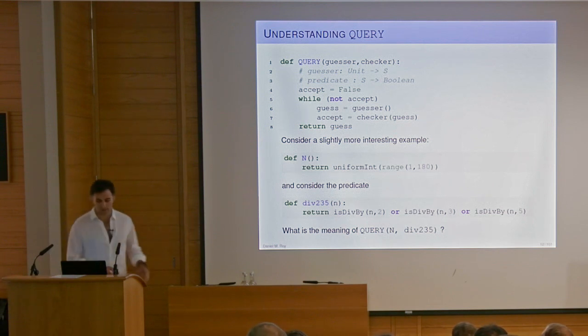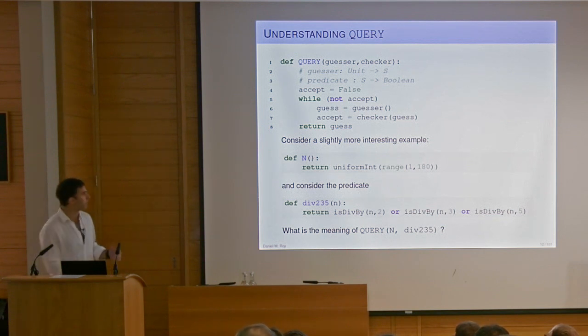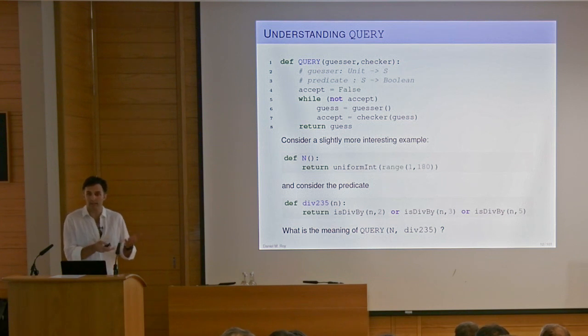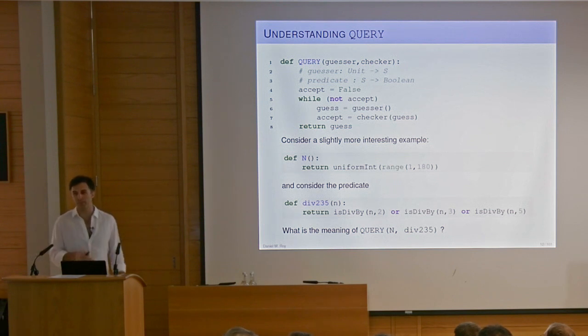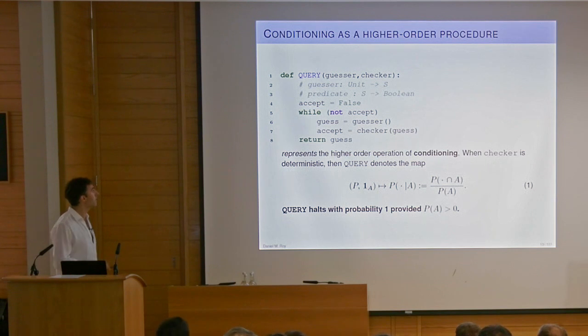And indeed, if you think about it, I can write down the 8 or so numbers that could possibly show up. And then I think about my guesser. My guesser places exactly the same probability mass on each of these numbers. And so indeed, the meaning of this expression is going to be a uniform distribution on those numbers that are divisible by 2, 3, and 5. All right, so what do we have here? We have a procedure, a higher order procedure, representing conditioning.